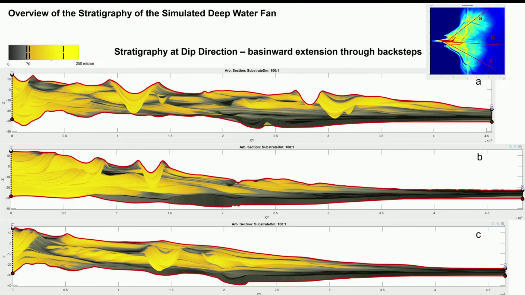Here is just a different view of the stratigraphies. This is a dip view, and you can see the three lines on top there. And one thing that is really important is what HPC has enabled here: the realism that this type of model can provide geologists.